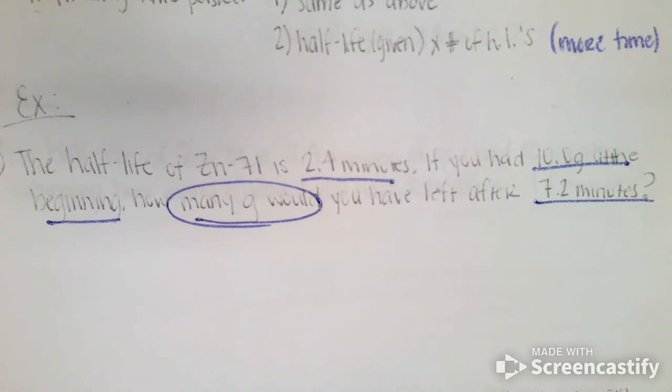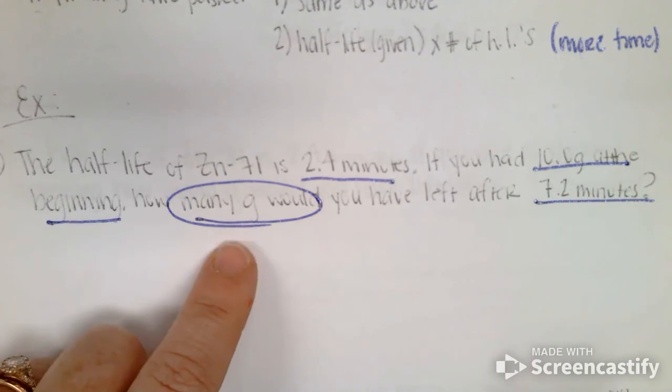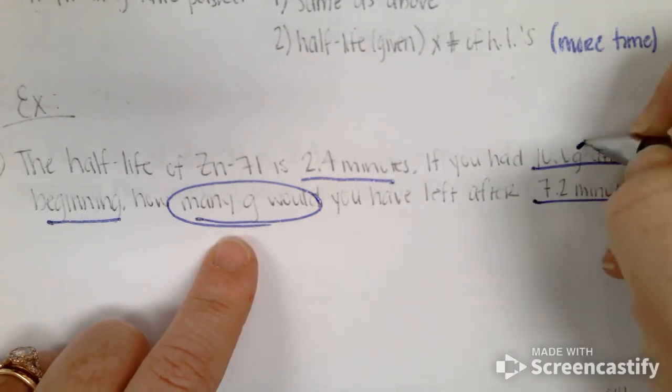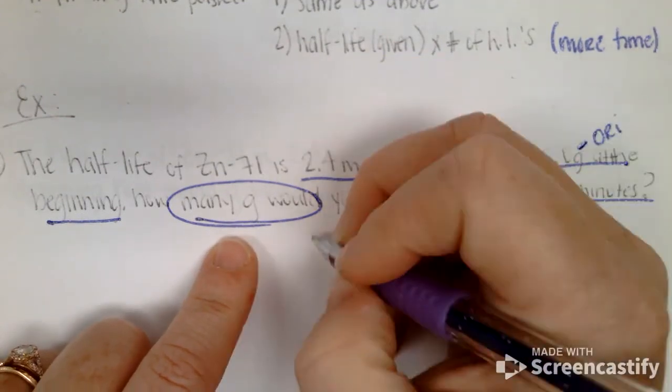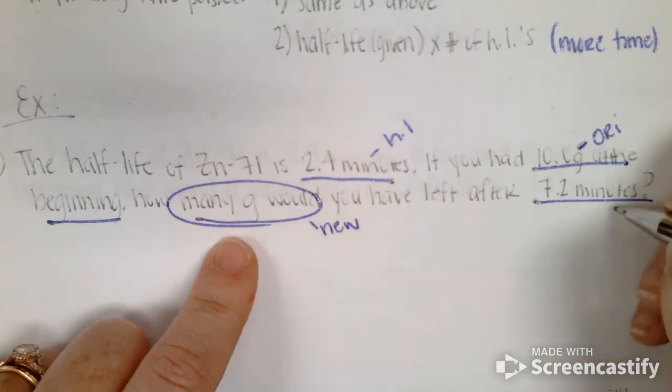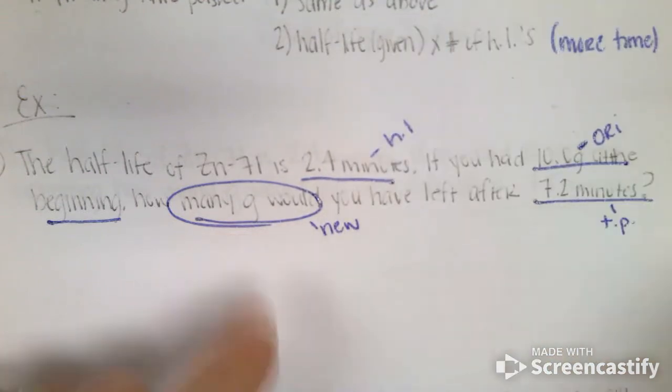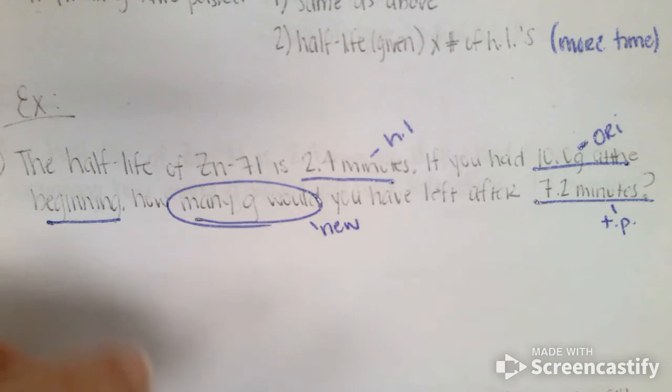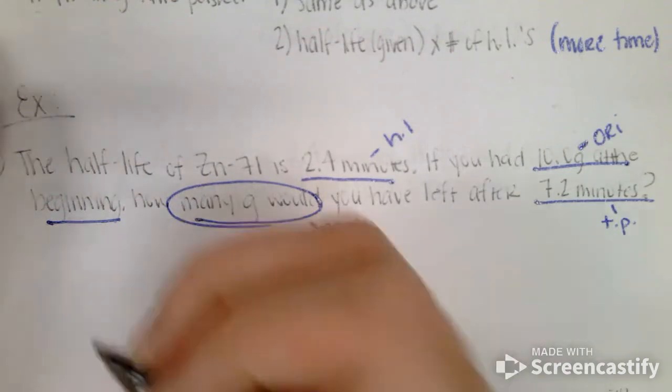So I just annotated our problem. I underlined what we were given and I circled what we're looking for. So we started with 10 grams. We want to know how much we have at the end. So this is my original. This is my new. This is my half-life. And this is time passed. Okay, so we're going to be following bullet 1 from above.